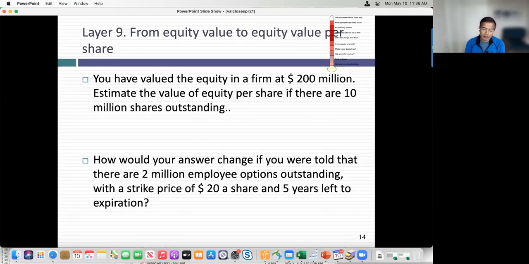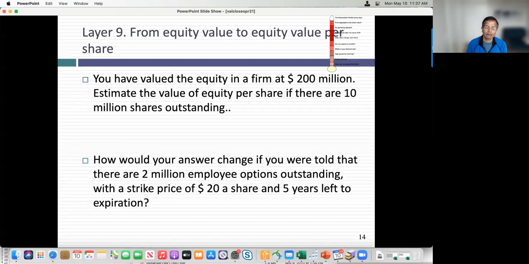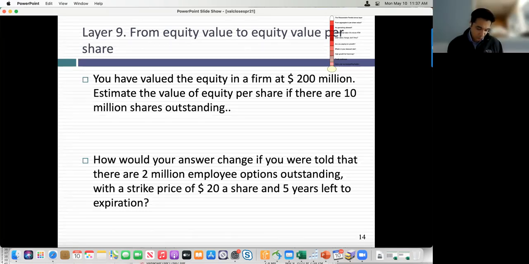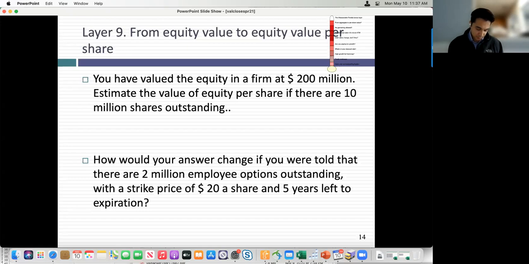Okay. Neil, I'm going to start easy. If I have 10 million shares, what's my value per share? 200 divided by 10 million, so 20. $20 per share. Would your answer change if I told you that I forgot to mention that I have 2 million options that I've given away with a strike price of $20 per share? Would it go down, up, or stay at $20, as it was before I gave you this fact? Is your value of equity decreased after this piece of information or increased?